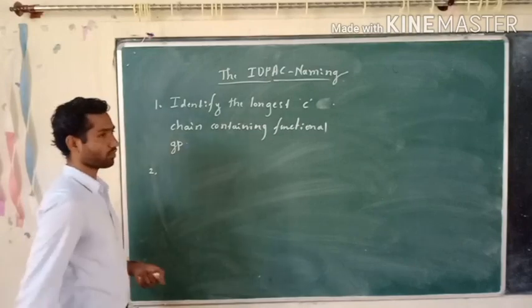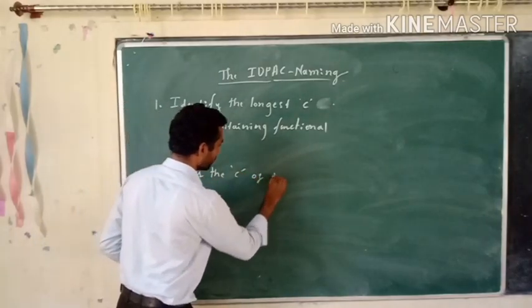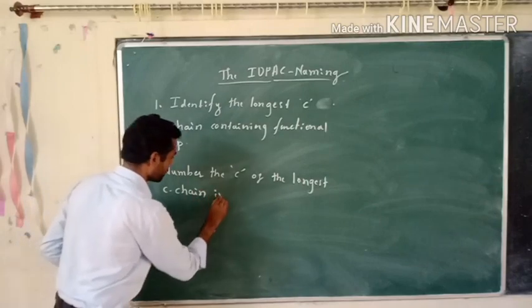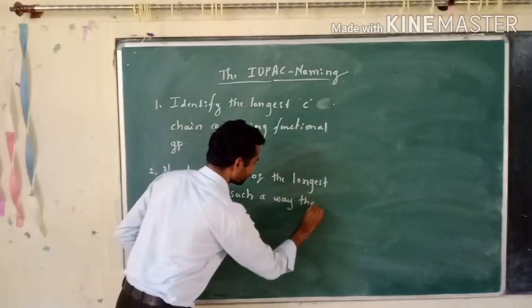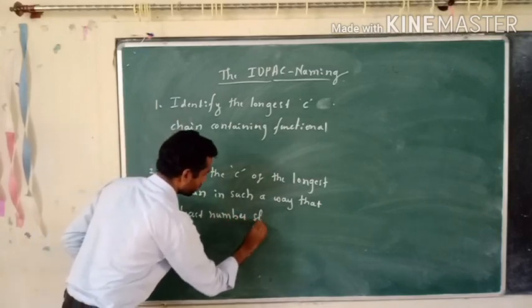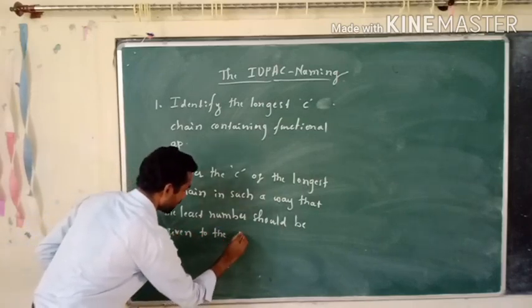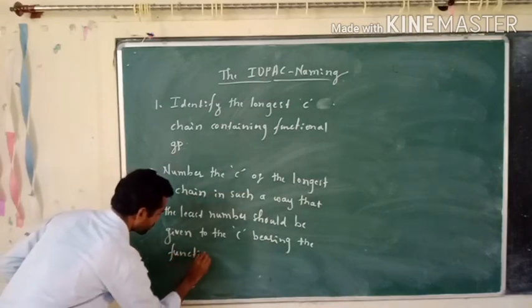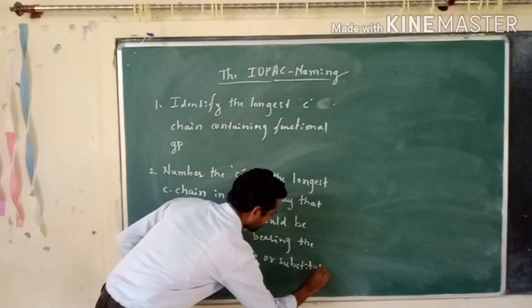The second rule is to number the carbons of the longest carbon chain in such a way that the least number should be given to the carbon bearing the functional group or substituent. This is the second rule.